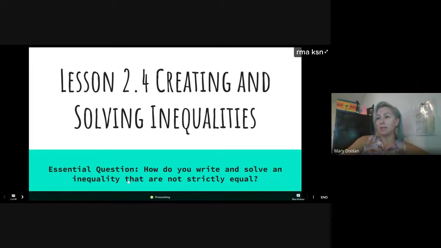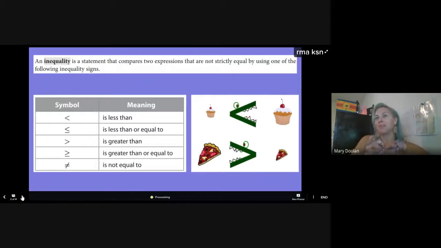I was supposed to fix that yesterday. An inequality that is not strictly equal. That's my bad grammar. Pardon my bad grammar.